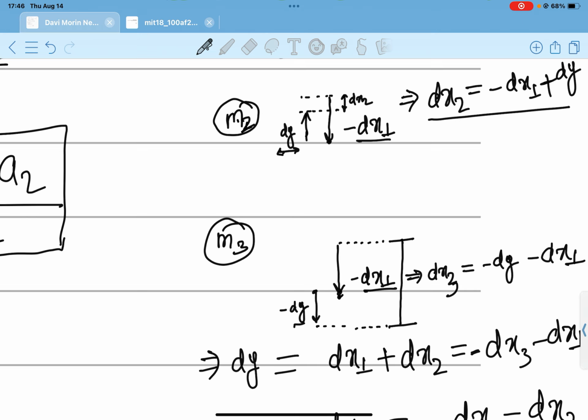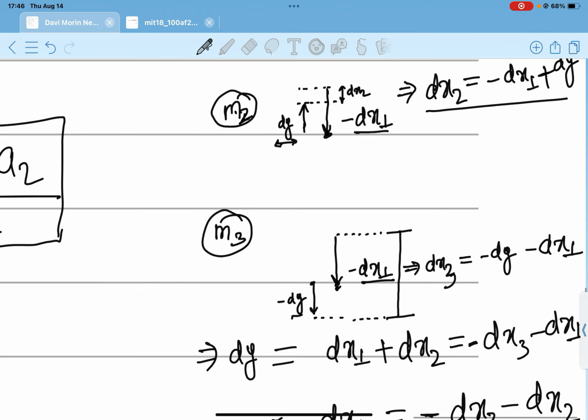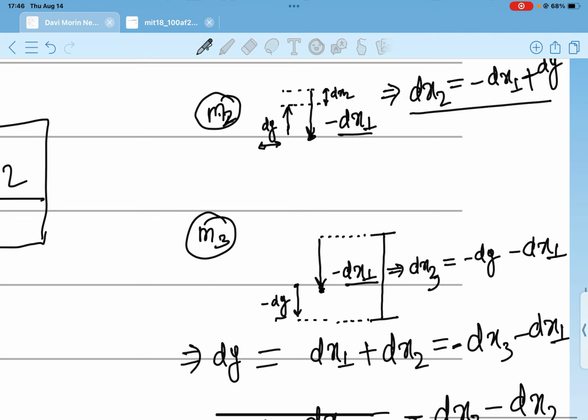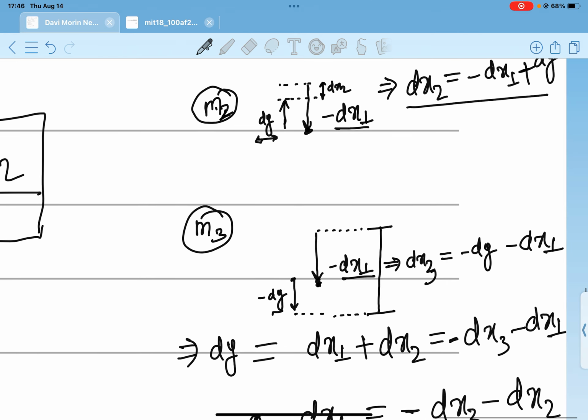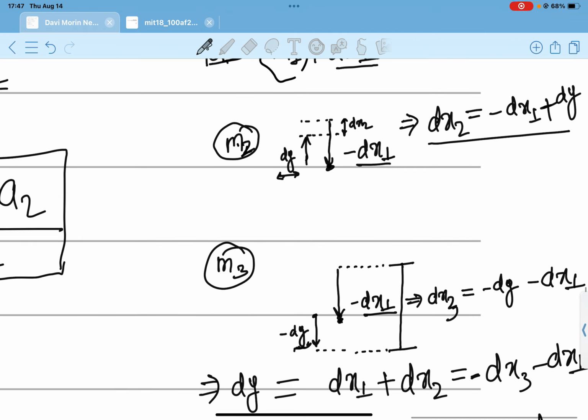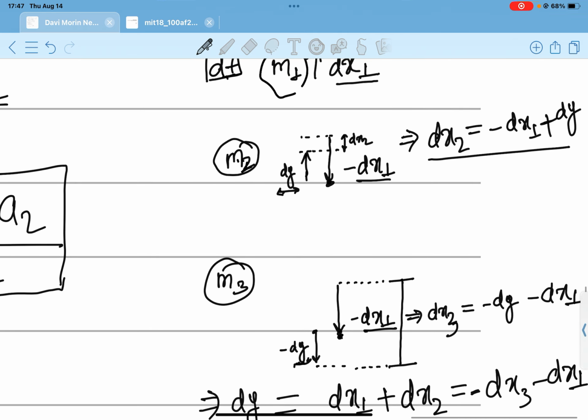So after m2 and m3 move dx1 distance downward, let's suppose that m2 will move dy distance in the upward direction. Then by the conservation of length of the string, m3 will move the same distance dy but in the downward direction. From here on, let's see the net movement of m2 and m3.